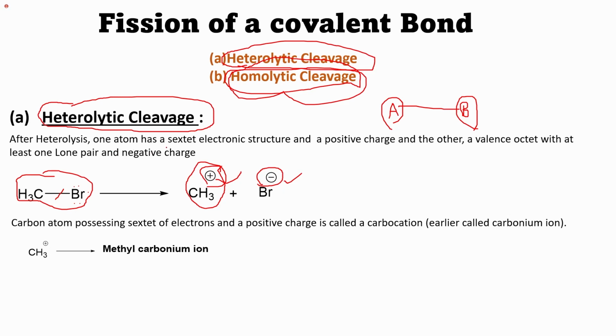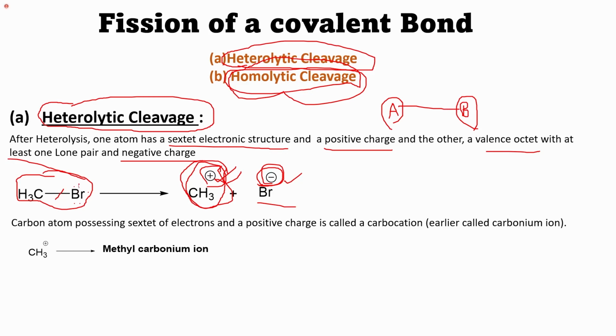After heterolysis, one atom has a sextet electronic structure and a positive charge, like CH3 here. The other atom has a valence octet with at least one lone pair and a negative charge. So one positive charge is there, and one negative charge is also there. So what is heterolytic cleavage? Let's take the example of CH3Br and now cleave this bond.